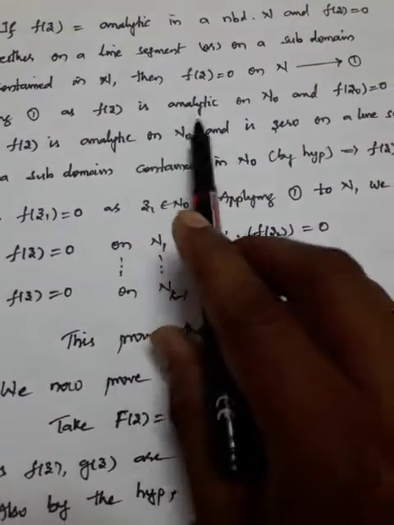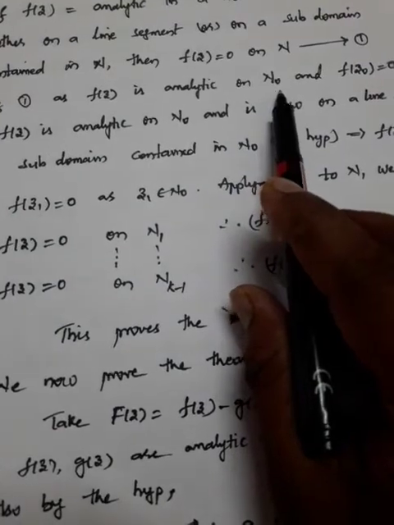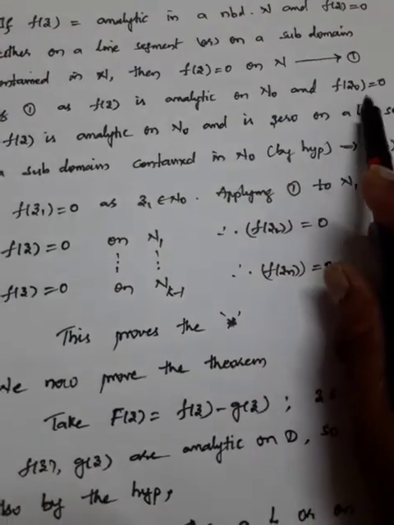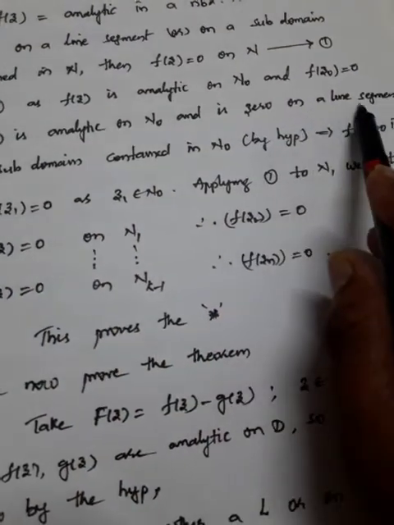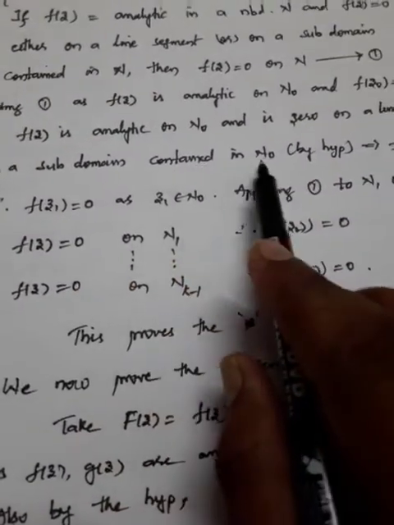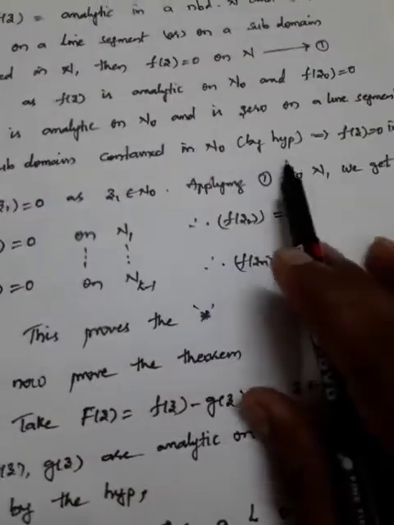So f of z is analytic on N0, the neighborhood we have taken, and f of z0 is equal to 0. That implies f of z is analytic on N0 and is 0 on a line segment or a domain, or a subdomain, contained in N0 by the hypothesis. Therefore f of z is equal to 0 in N0.